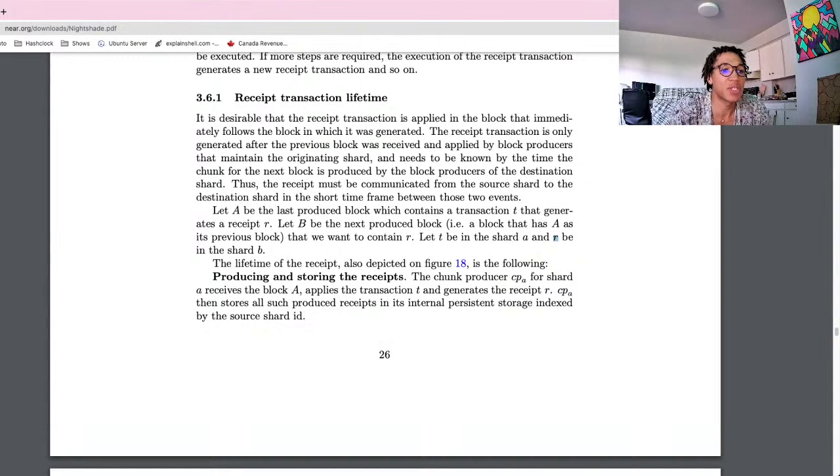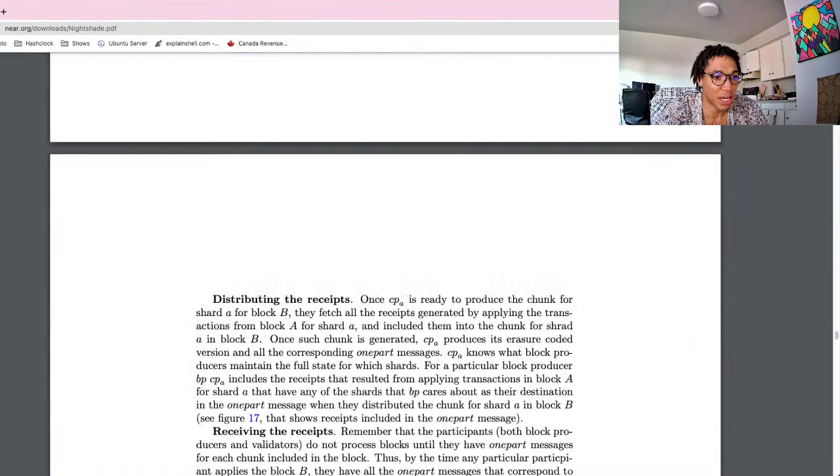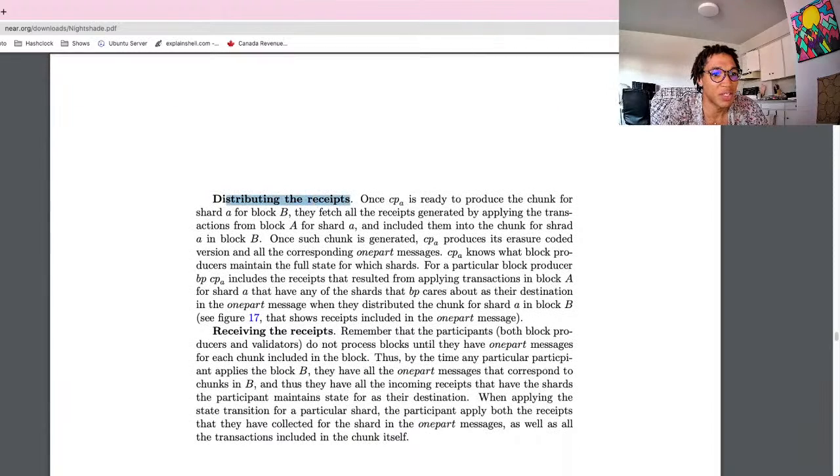The lifetime of the receipt, also depicted on figure 18, is the following. Producing and storing the receipts. The chunk producer, which is CPA, I guess, for shard A, so chunk producer for shard A, receives the block A, applies the transaction T, and generates the receipt R. So it's all happening great in A. The chunk producer for A then stores all such produced receipts in its internal persistent storage indexed by the source shard ID.